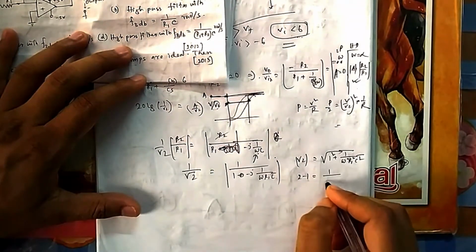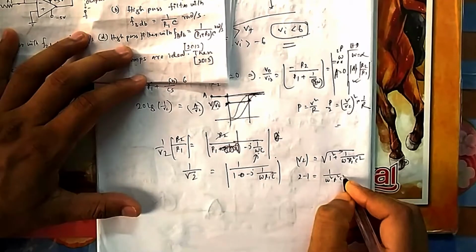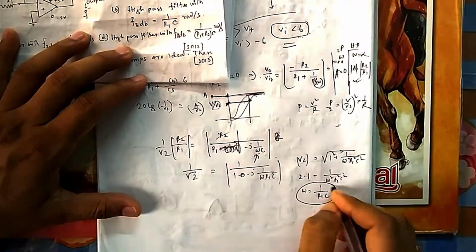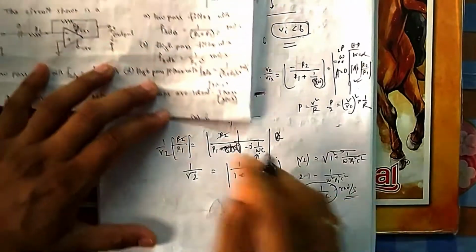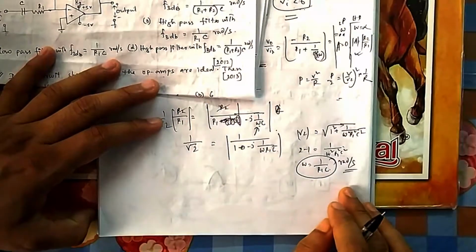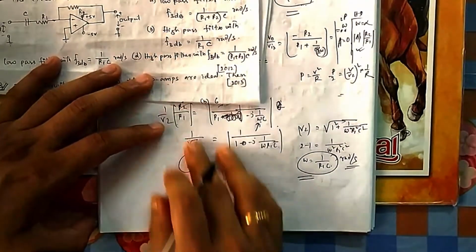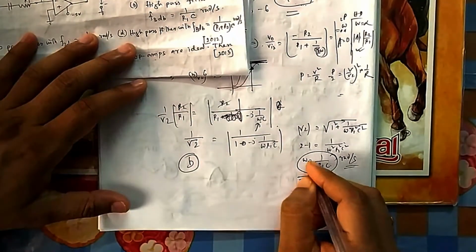2 minus 1 would be equal to omega square R square C square R1 square, or omega equal to 1 by R1C. So this is this much radian per second. They have given frequency, but the unit is radian per second, that is omega only. So that means it is option B. So it is a high pass, and this is the cutoff frequency. Now you know what is the cutoff frequency.